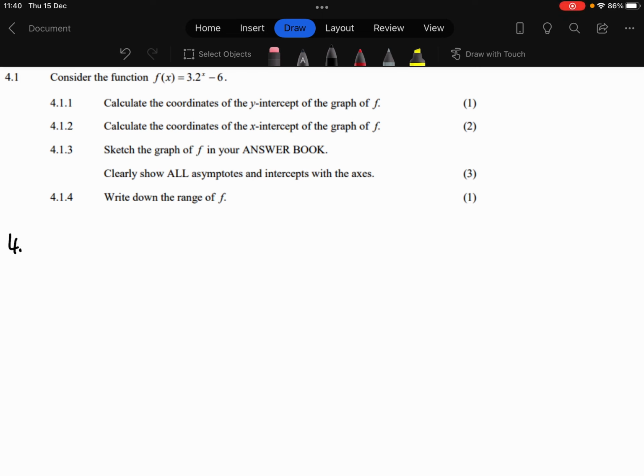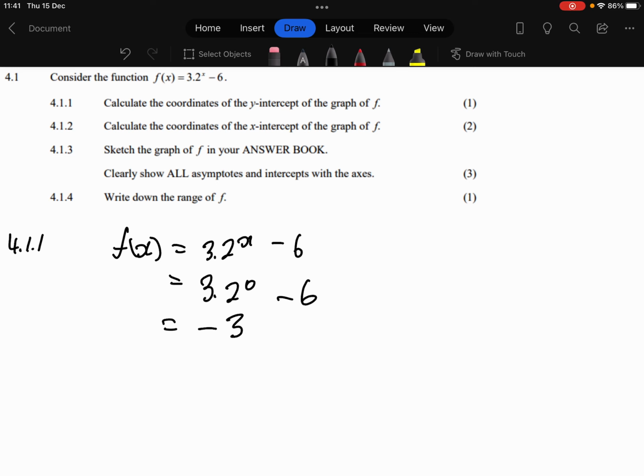Starting off with question 4.1.1, it says consider the function f of x. Calculate the coordinates of the y-intercept of the graph of f. Whenever we ask for x or y-intercepts, we're just going to make the other variable equal to 0. So in this case, for the y-intercept, let x equal 0, leaving everything else the same. And we get the answer of negative 3. So it would be 0 and negative 3.